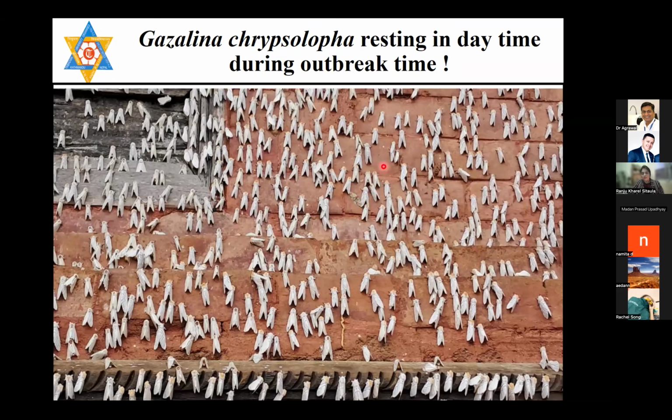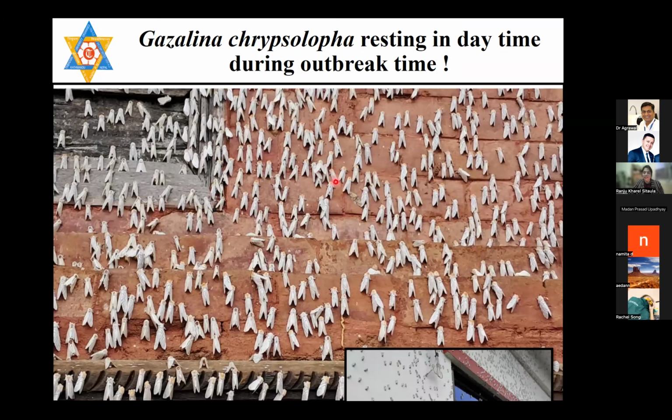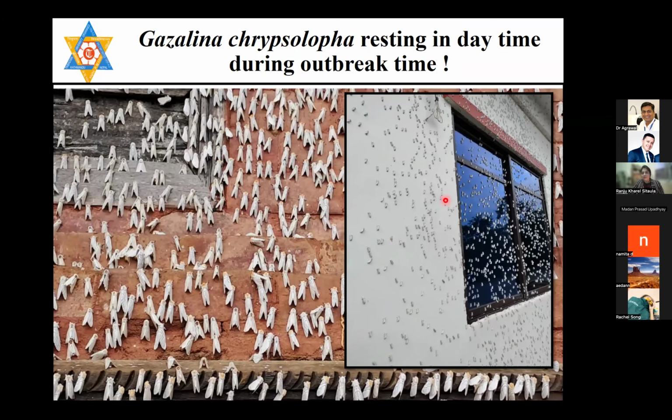So there are a huge number of moths, and when we look closely, we see that the males and the females are together. This is another example where the moths are densely present on the grass and on the walls during that particular season, when the SHAPU outbreak occurs.